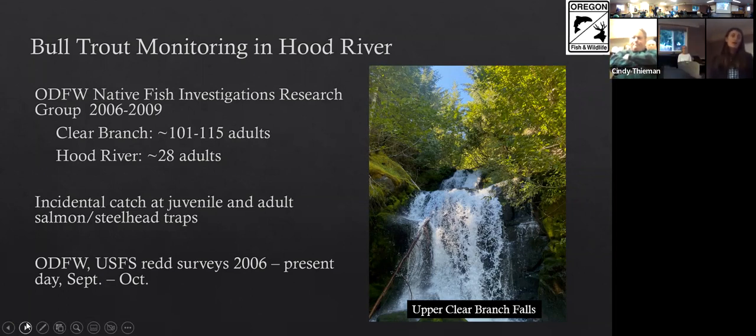And then the bulk of what's happened in recent years as far as bull trout monitoring is that Oregon Department of Fish and Wildlife and the U.S. Forest Service annually conduct red surveys above Clear Branch Dam, so for those tributary streams to Laurance Lake. That's gone on since 2006 through present day, and those surveys occur during the fall, which is the spawning time for bull trout.